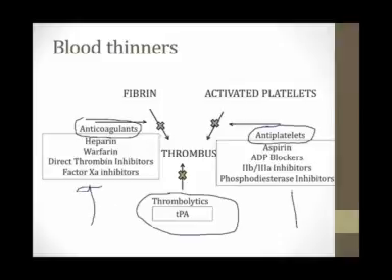Anticoagulants and antiplatelets do not break up clots that have already formed. They just prevent the formation of additional clot. They're helpful in thrombus disorders because they decrease the amount of thrombus being formed and they allow the body's natural anticoagulants to work. Thrombolytics are unique in that they directly break up clots, and we'll talk about those in this module as well.